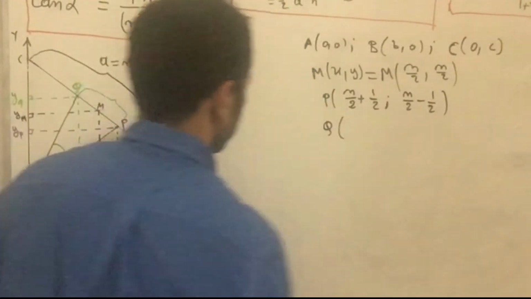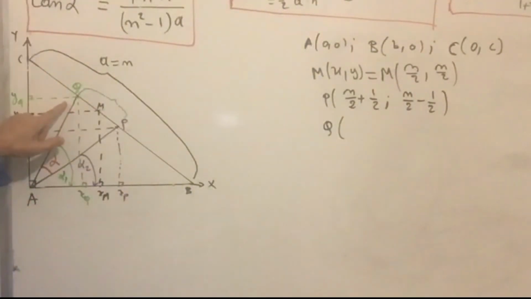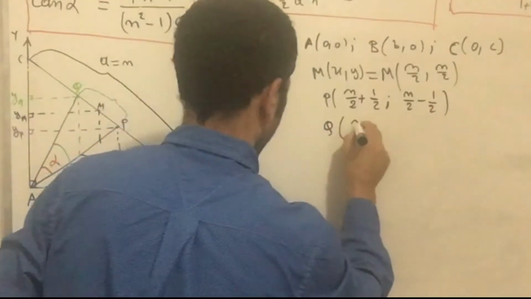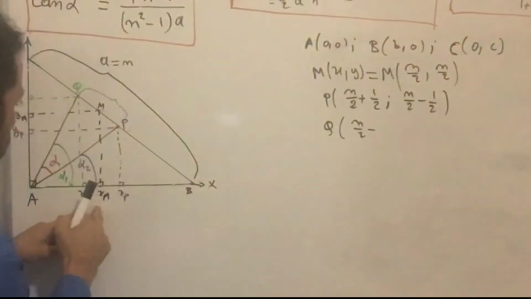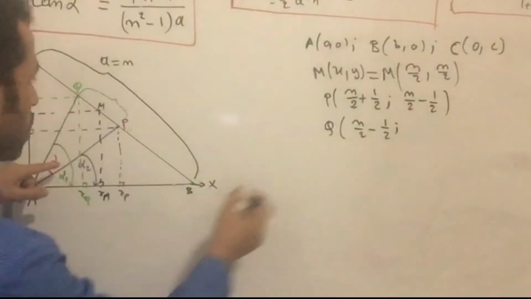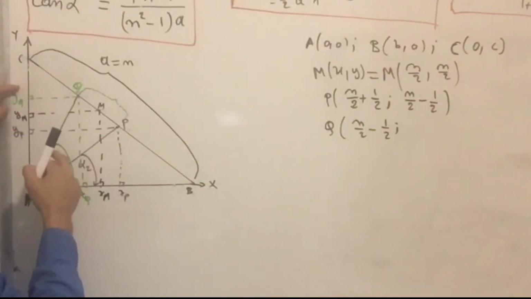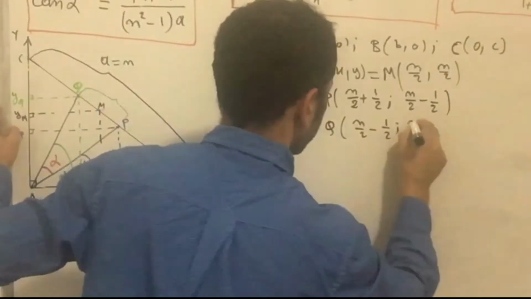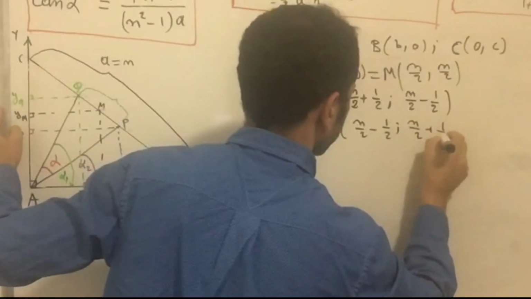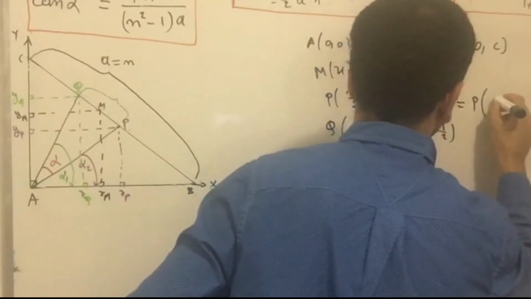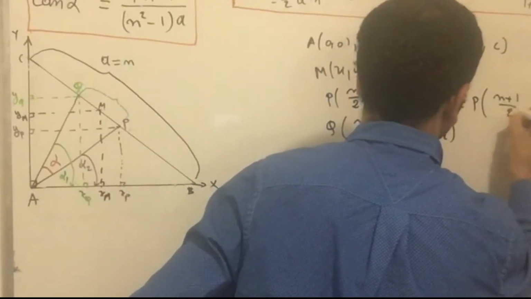What is Q? Q is this one. Here is N over 2 minus this distance, which is minus 1 over 2. This one, what's the output of this one? It is N over 2 plus 1 over 2. You can put it like this, N plus 1 over 2.